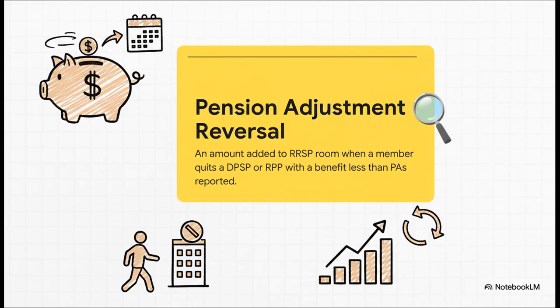So, the pension adjustment reversal, or PAR, is basically the tax system's oops, my bad button. It's designed to add that contribution room back to your RRSP limit. The logic is simple. If you terminate your membership in a pension plan and the money you actually walk away with is less than the total PAs that were reported for you over the years, the system owes you that room back. It's a true reversal of that original adjustment, making you whole again from an RRSP perspective.